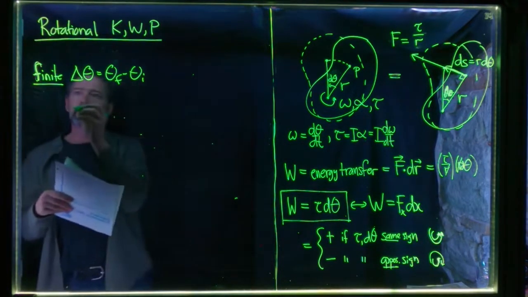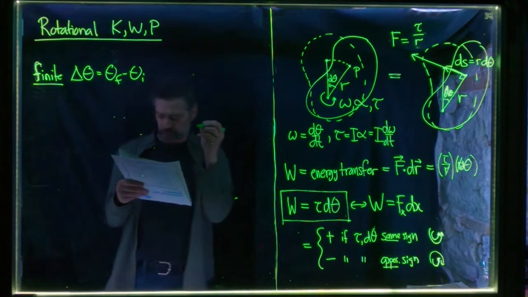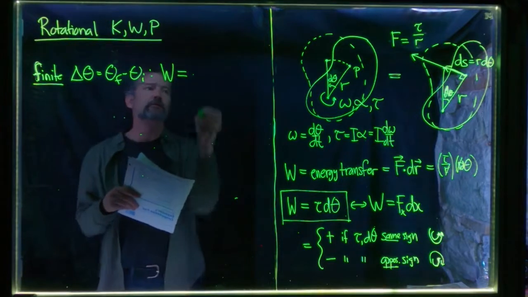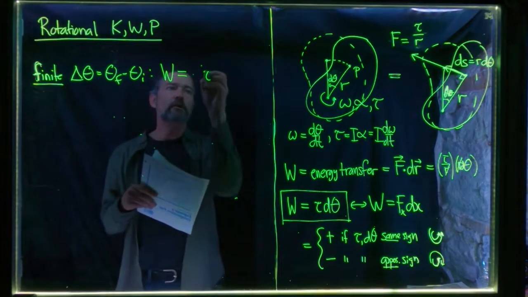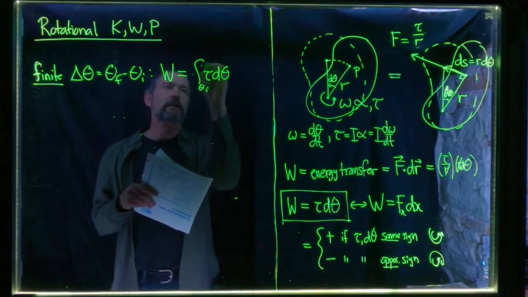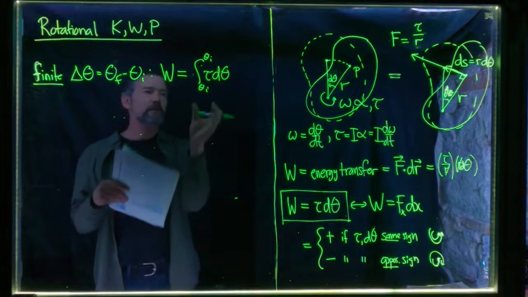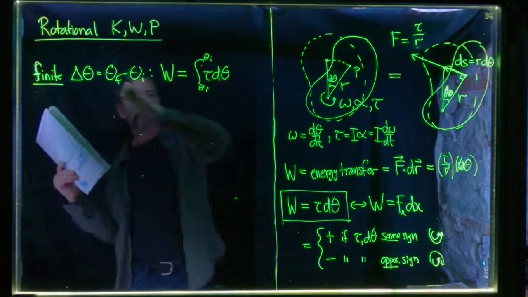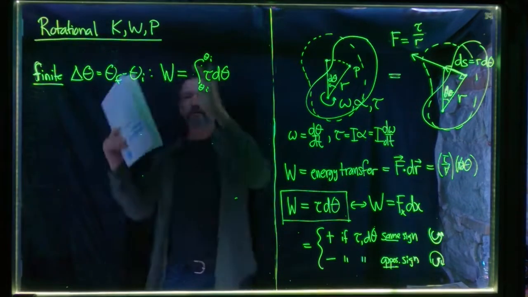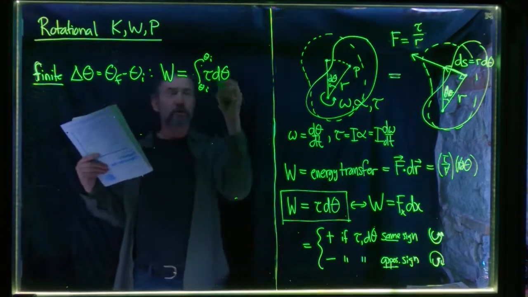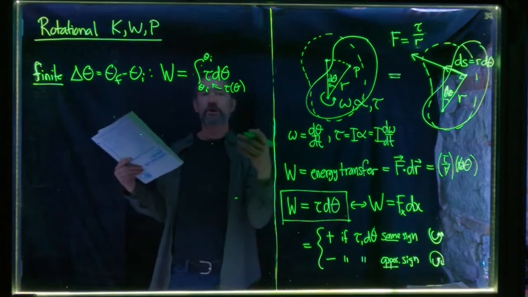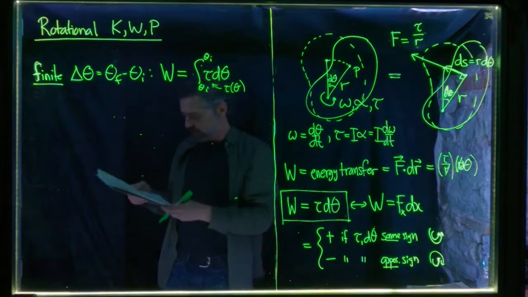So then the work done is equal to the torque times d theta integrated over a finite angular displacement from theta initial to theta final. Now during that time that the object is rotating through that finite angular displacement, this torque could depend upon theta. So the torque could be changing, and you really have to do an integral like that.